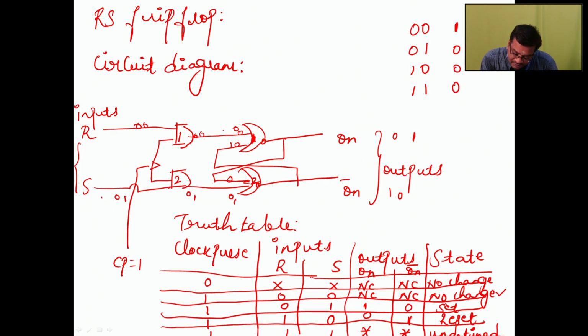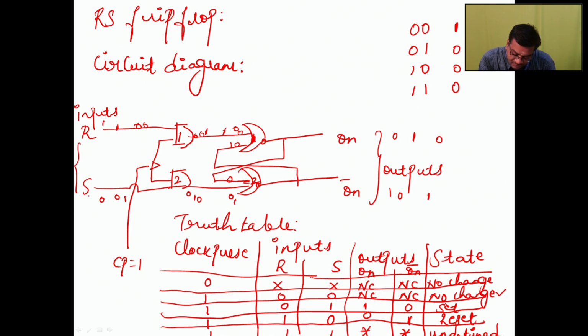Similarly, while we are giving the input 0 for S and input 1 for R, what is the output here? The clock pulse is 1, so the output is 0 here. The 0 will act as feedback, and the output is 1 here. So we give the input high value to R, which is a reset, and we got 0 here.